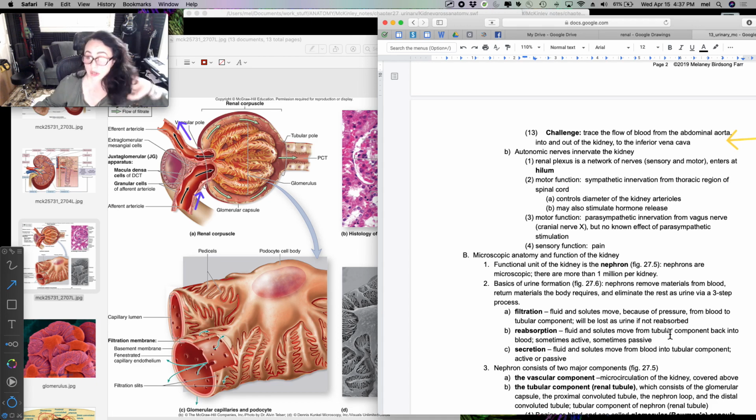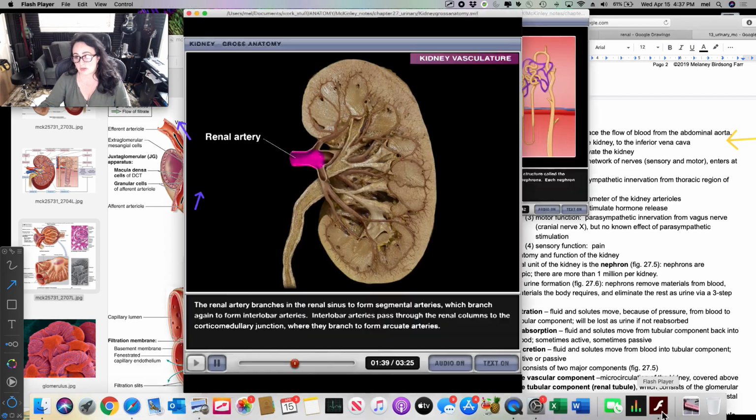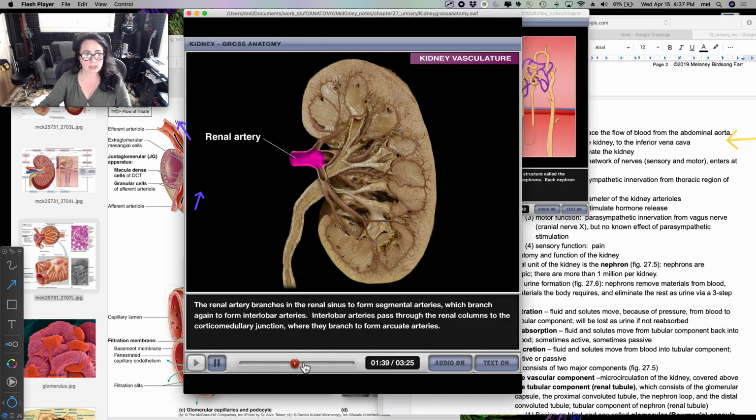So I want you to practice that, and no, you don't need me to check it because you can look at it. I just went through it like 5 times. So let's look at the rest of the animation that shows you this. All right, so she was just starting at the renal artery, and now let's follow her.